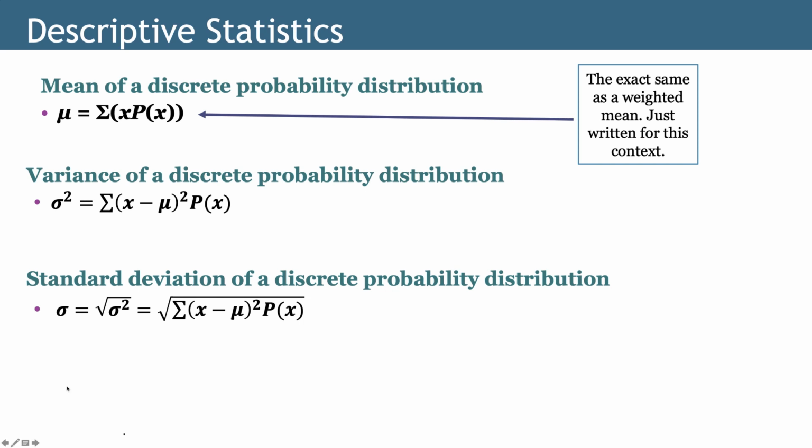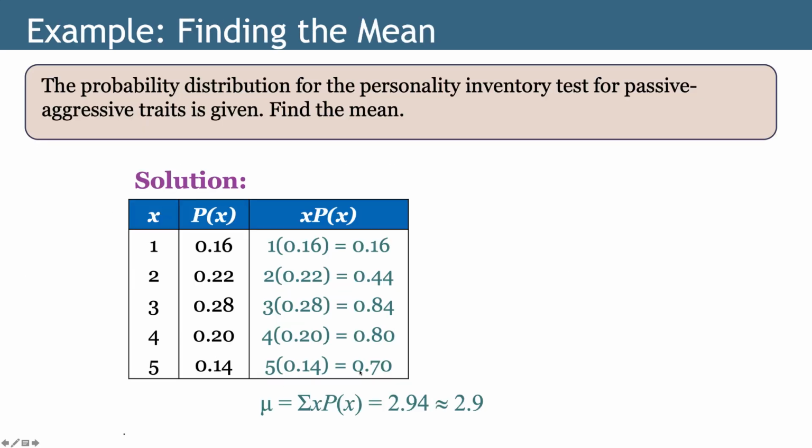Now, keep in mind, this is a formula given for the context of dealing with a probability distribution. However, mathematically speaking, it's actually the same thing as a weighted mean. We learned weighted means back in chapter 3. So it's really kind of the same thing. But anyhow, here are the formulas for these. Now, let's just go through some of these real quick.